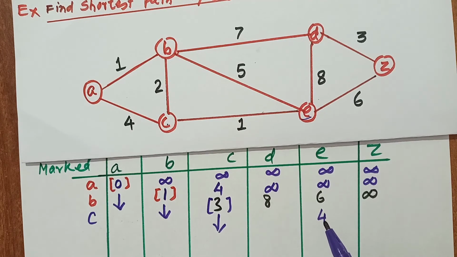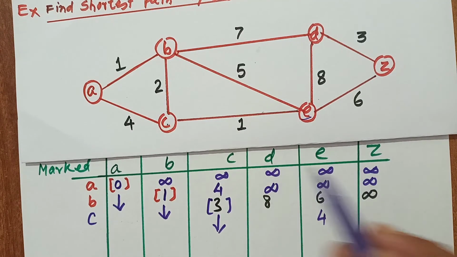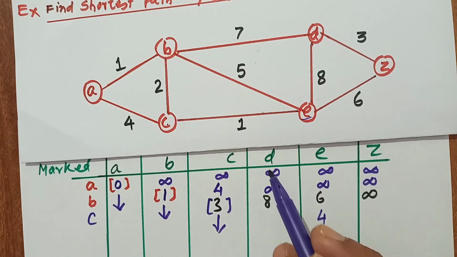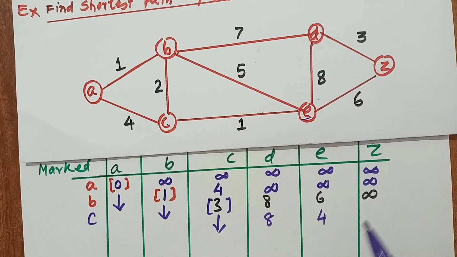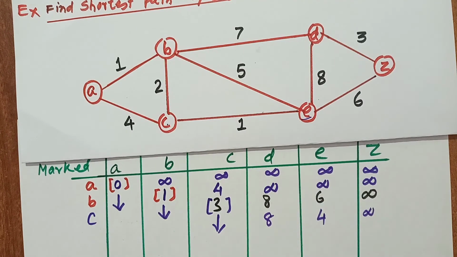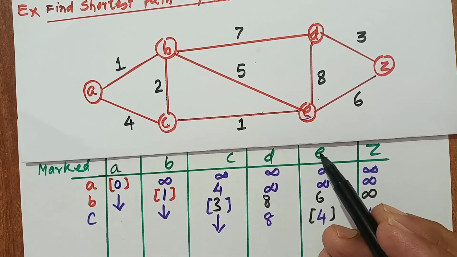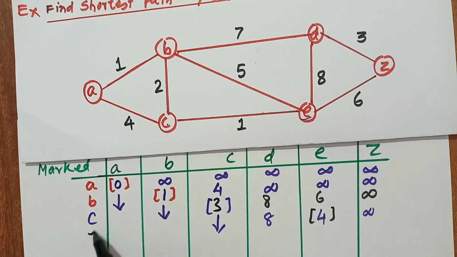Okay. Since D and Z are not directly connected, so we will write the values as they are. Okay, 8 and infinity. Now what is the minimum value? So the minimum value is 4. So we mark this thing. And what is the vertex? The vertex is E. So we will write here E.